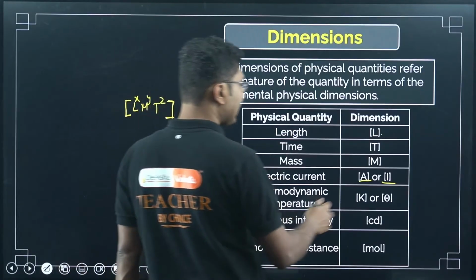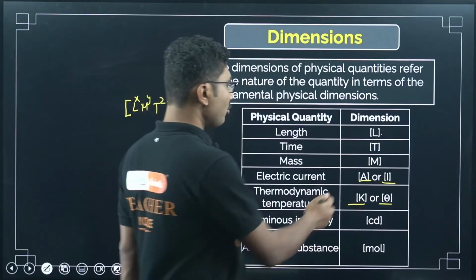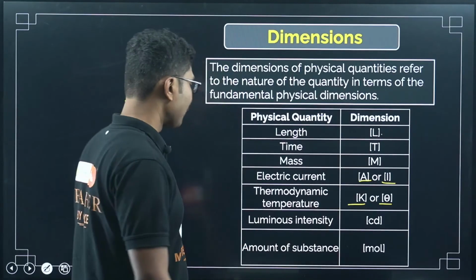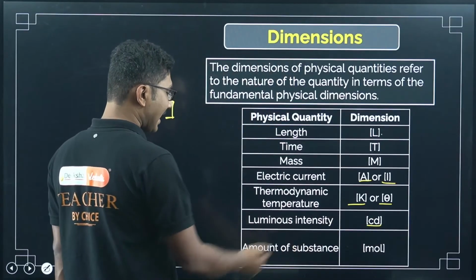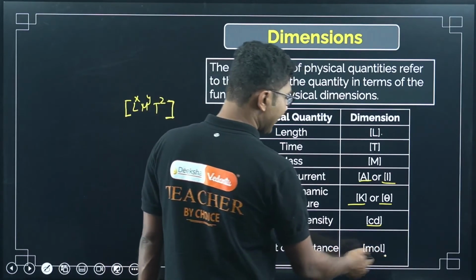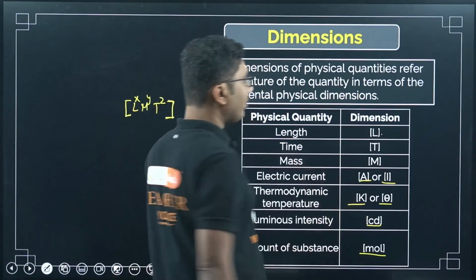Okay, thermodynamic temperature is K or capital theta, but most books use capital K only. Luminous intensity is represented by CD and amount of substance is represented by MOL. Okay, we drop the E, we just simply use MOL.